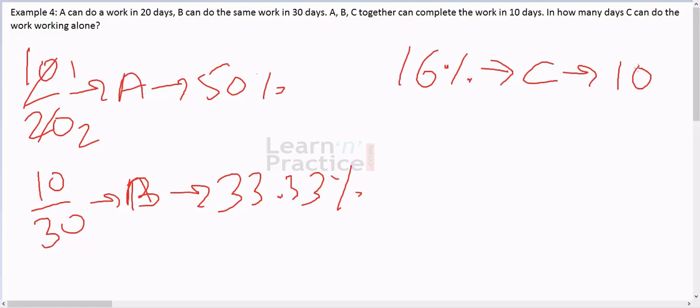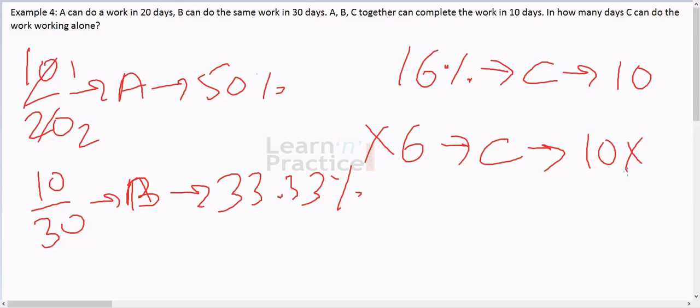and we have to calculate the 100% work, which can be completed by C in how many days. So if 16% of the work is completed by C in 10 days, 100% would be completed in how many days? Now this will be 16 point something. So if you multiply it by 6, we will get close to 100%, right? So if you multiply it by 6, you will get that C can complete the entire work in 60 days.